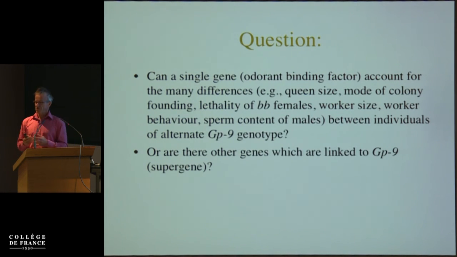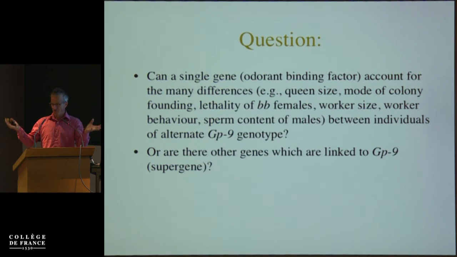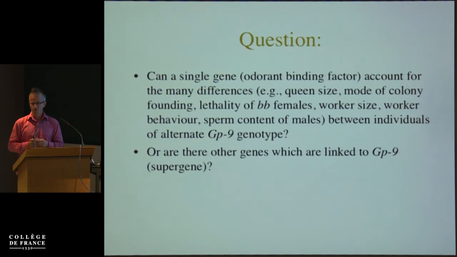So now we have a question. We showed that there are many behavioral differences, odor differences, and differences in social organization. Can a single gene be responsible for all those differences? Or are there other genes linked to GP9 which also take part in those phenotypic differences?